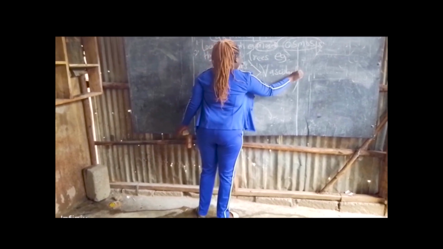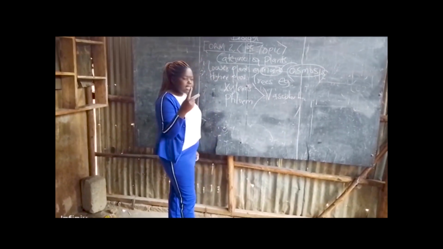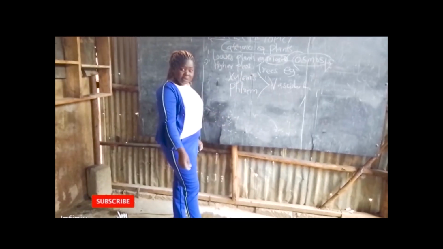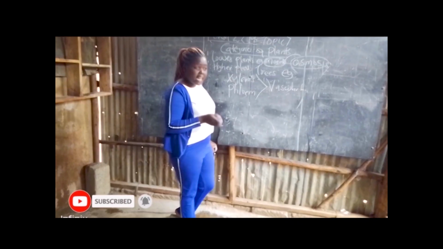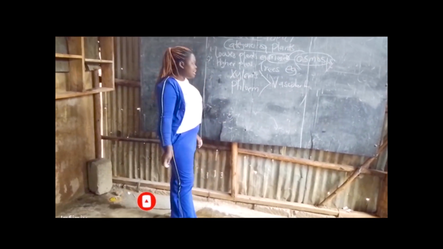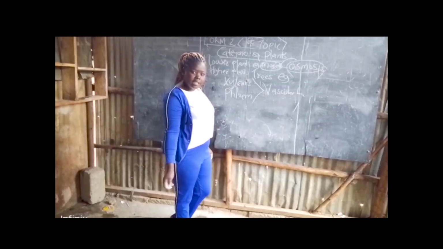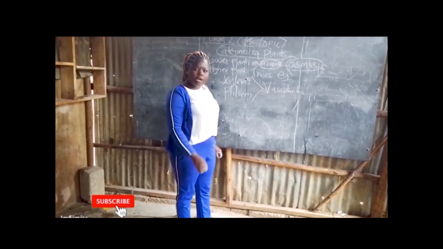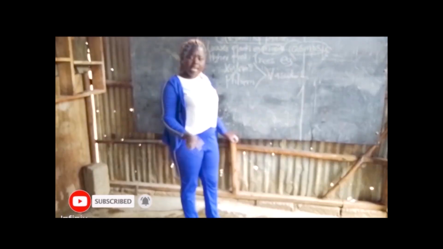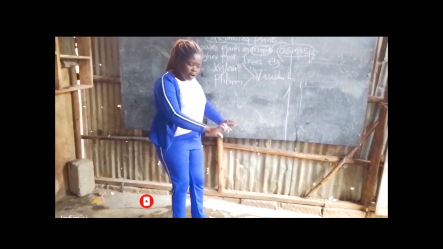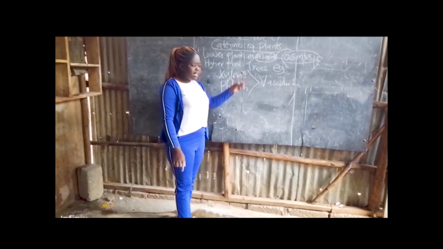Vascular bundles. Now, under plants, we have two categories of plants. Most of the teachers don't talk about them, but in real sense, we have two categories of plants: lower plants and higher plants. Under lower plants, e.g. mosses, they are very tiny. Most of their body parts, a high percentage of their body, are in contact with the surrounding, that is the soil.